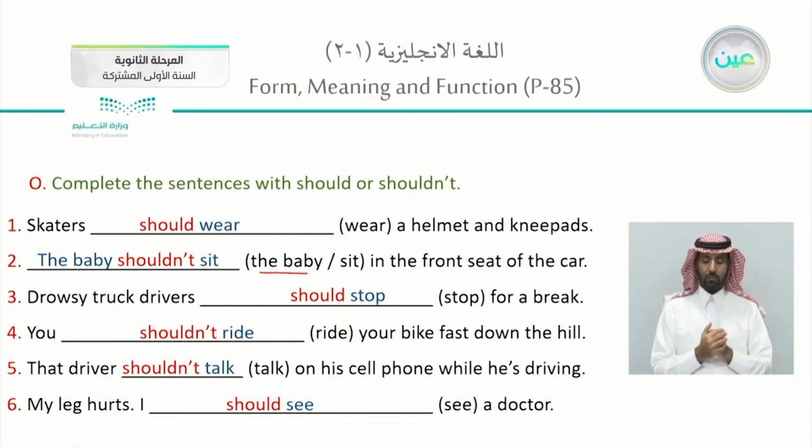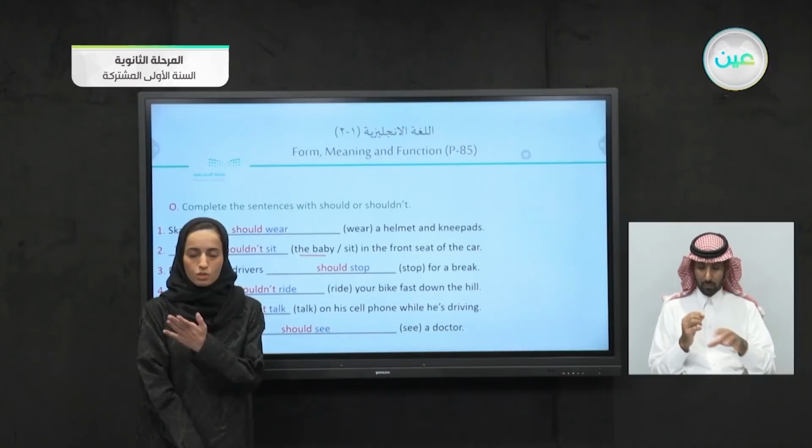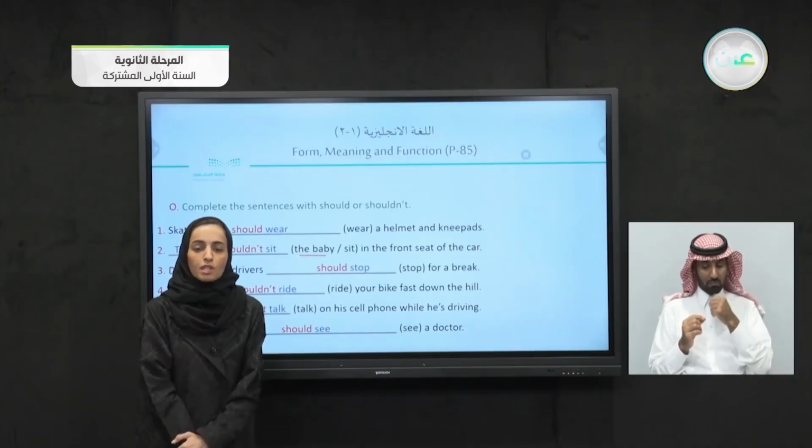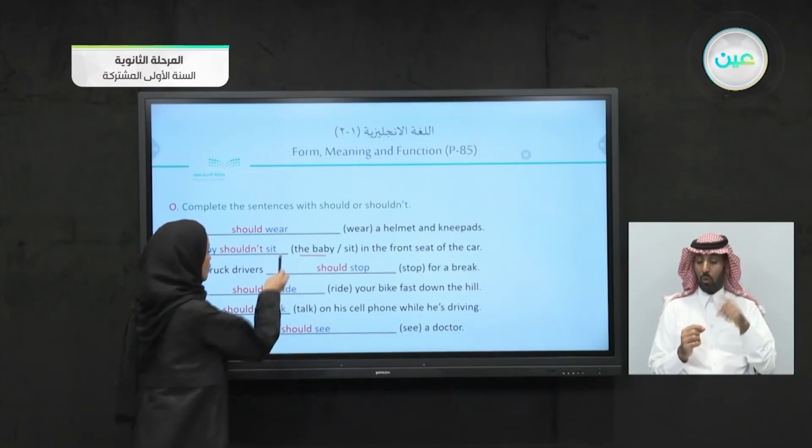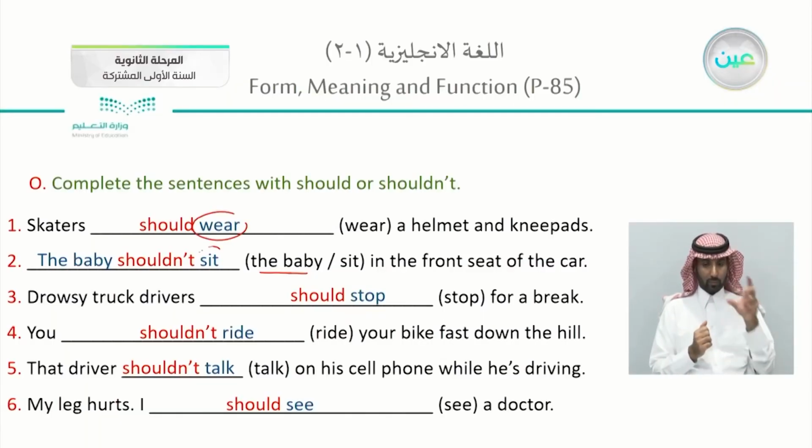So based on the meaning, you will choose whether to choose should or shouldn't, and always the base form of the verb. So we're having sit, also stop, and ride, talk in here, and see. It is the base form, no addition, just the present tense of the verb.